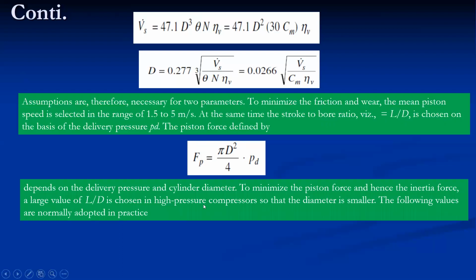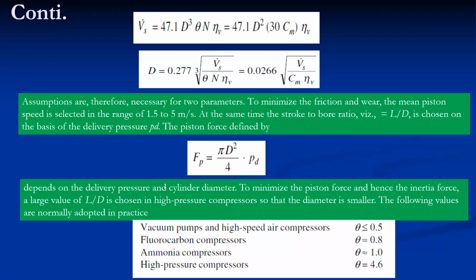So a large L by D ratio is chosen in high pressure compressors so that the diameter is smaller, and the following values are normally adopted in practice. L by D ratio and CM are the values generally assumed based on the design conditions and the temperature limits. These are some typical values of L by D ratio. For vacuum pumps or high-speed air compressors, larger diameters are used, because high-speed compressors generally have low discharge pressure, so a smaller L by D ratio is used.